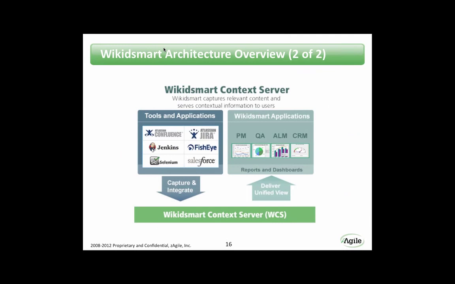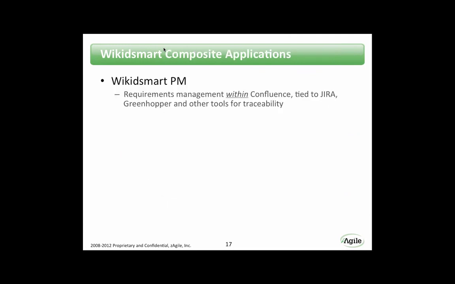So what are those all about? I'll go through them very briefly. Wikidsmart PM, standing for product managers or product management, allows you to manage requirements within Confluence tied to JIRA, Greenhopper, and other tools for traceability. Wikidsmart QA gives you test case management for QA professionals within Confluence, integrated with JIRA, Selenium for automation and traceability. Wikidsmart ALM includes all of the features that I just mentioned, plus integration with continuous integration and version control. And finally, Wikidsmart CRM allows you to have integration between Salesforce and Confluence and JIRA.